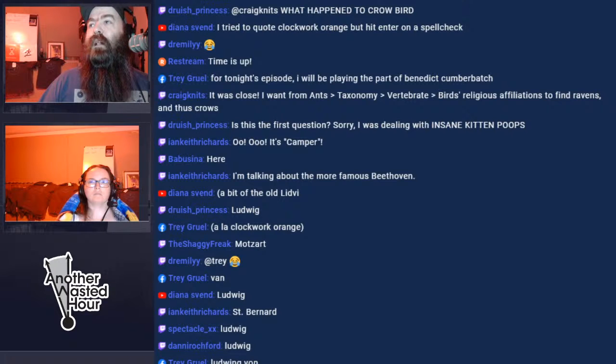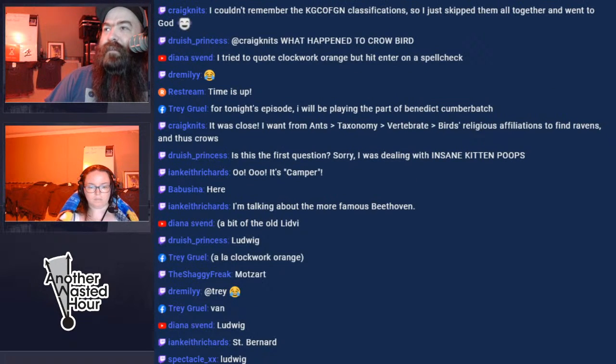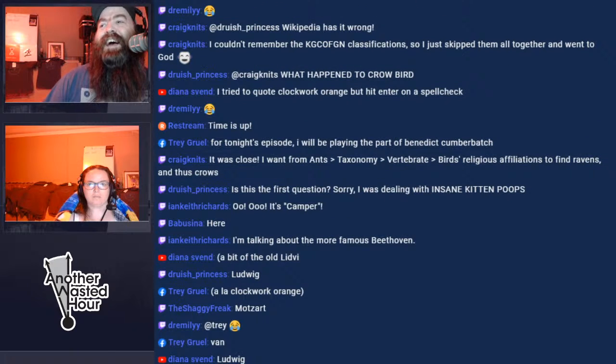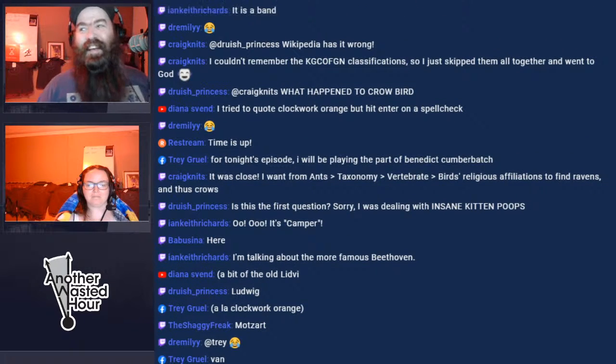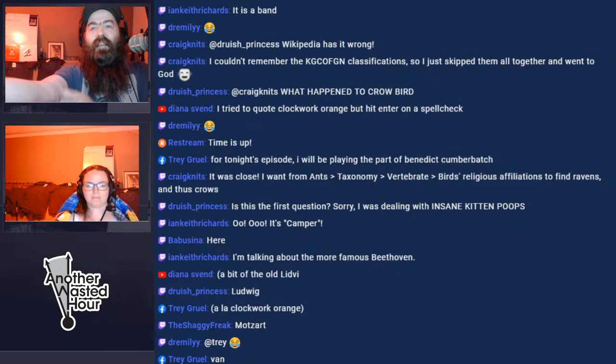I tried to quote Clockwork Orange, but hit enter on spell check. Oh no. A bit of the old Ludwig. It's camper. What's it? Camper van Beethoven. That's something else, right? What is that? I've heard that before. Is that a band? I feel like that's a band. I couldn't remember the classification, so I just skipped all of them together and went to God. All right. It is a band. Okay, that's what I thought.